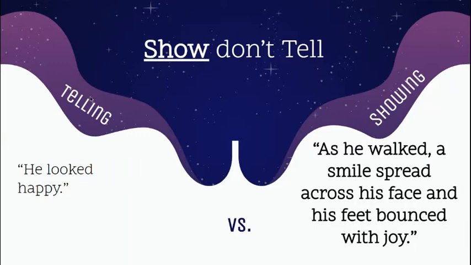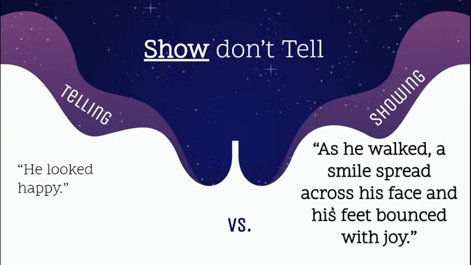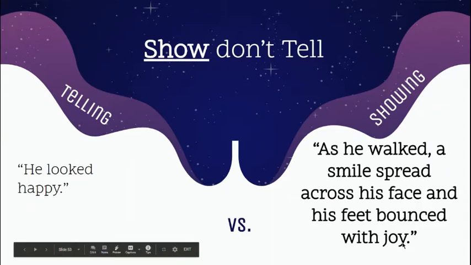So instead of just telling me he looked happy, show me what happy looks like. Here's an example of showing. As he walked, a smile spread across his face and his feet bounced with joy. If you read this sentence by itself, you would be able to tell that this person was happy. You don't need to just tell me he looked happy. Show me what happy looks like.